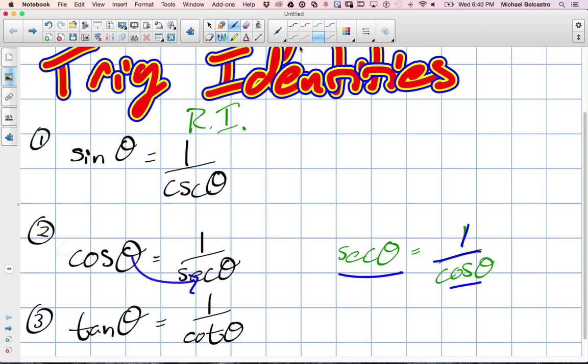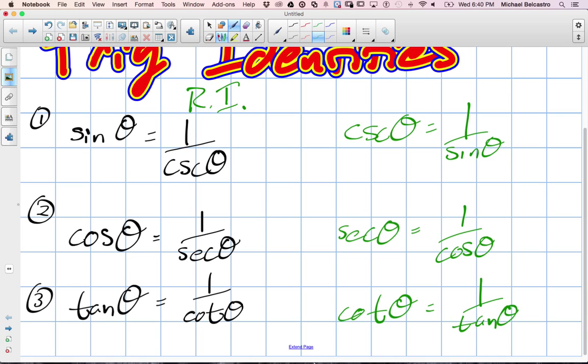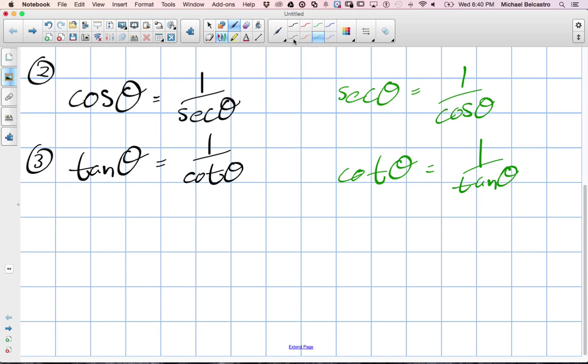What about the other two? Cosecant is equal to 1 over sine. Cosecant theta equal to 1 over sine theta. Good. And cotangent, 1 over tan. Easy. Good. Okay. How about what we'll call our second set here, and this will be the fourth thing we need to memorize.